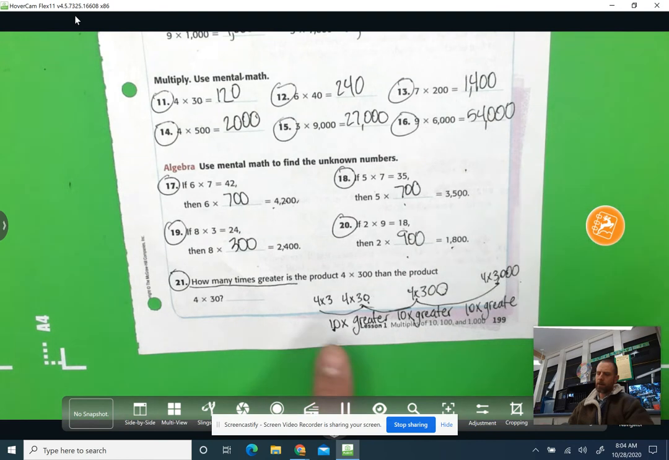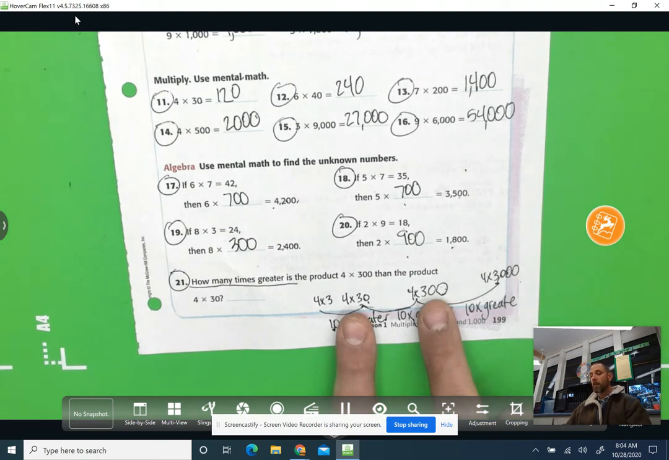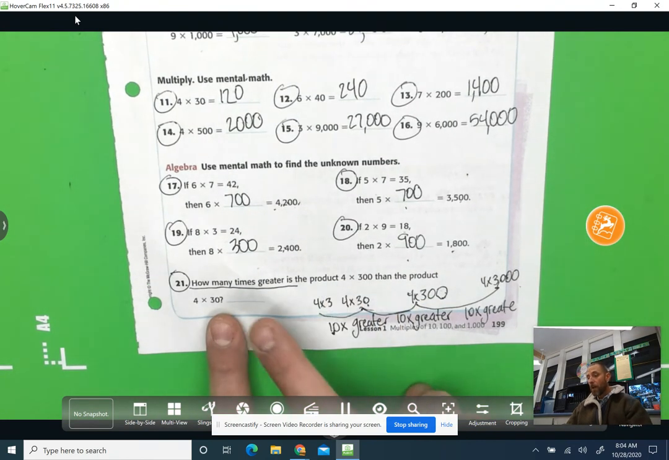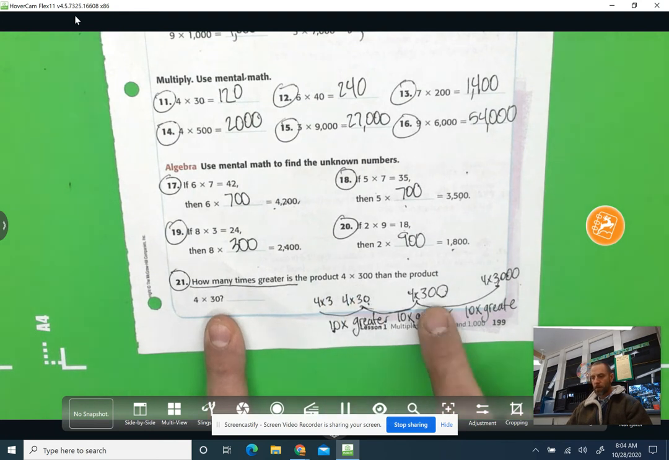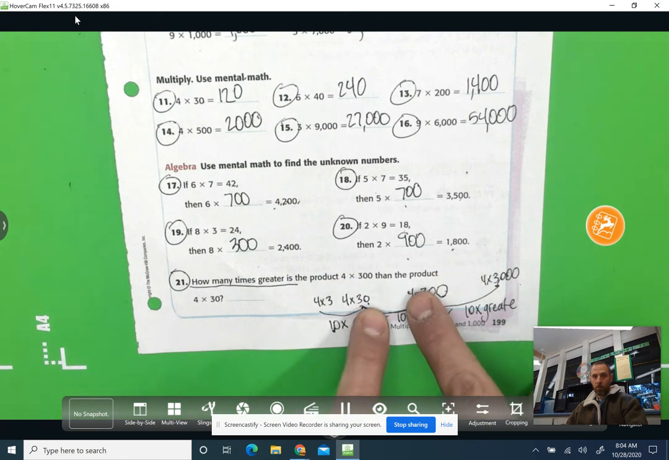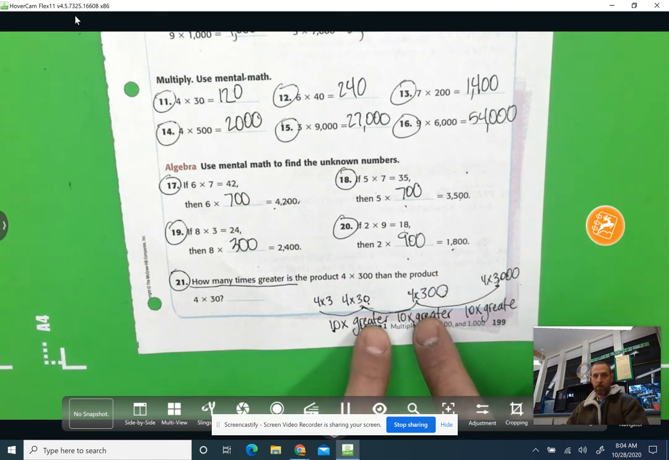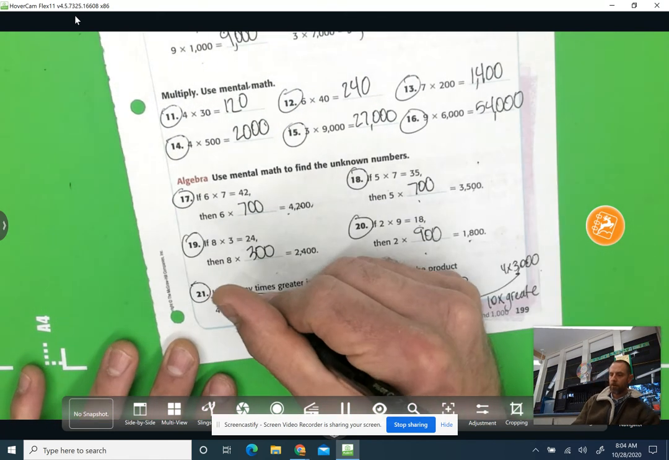But that's way too big. Let's get back on track. 4 times 30 and 4 times 300. Well, how many times greater is the product of 4 times 300 than 4 times 30? Okay, you only got one space here, one extra zero. 10 times greater.